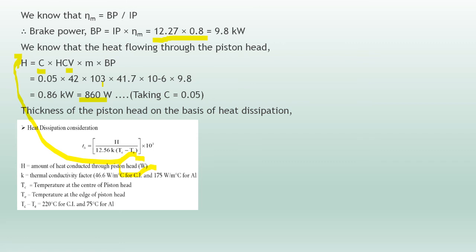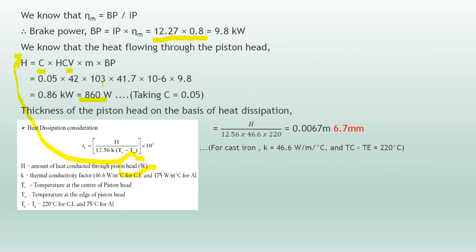Now also the thermal conductivity factor is 46.6 watt per meter degree Celsius for cast iron. So now put the values of H, K and T_C minus T_E. So you will get H divided by 12.56 into 46.6 into 220. Okay, you will get 0.0067 meter. Convert this into millimeter, so you will get 6.7 mm. Okay, so approximately you can take this as 7 mm.